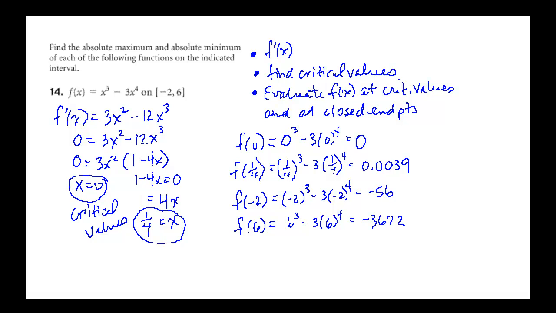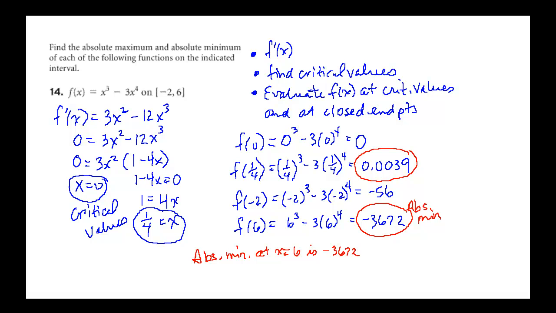And I get -3672. All right. So we said once we do this, whatever our lowest value is, our smallest value, that's going to be our absolute minimum, and whatever our highest value is will be our absolute maximum. So we would say absolute minimum at x equals 6 is -3672. And then our highest value would be this guy here.